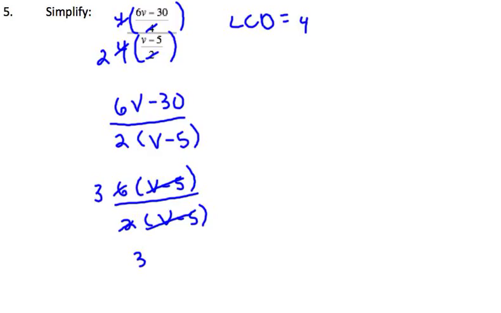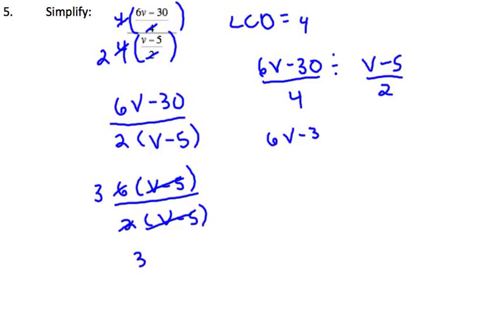Let me also show you the alternative way of doing that, which would simply have been to say what I actually have here is 6v minus 30 over 4. Forgot my over 4, didn't I? Divided by v minus 5 over 2, and because remember that fraction bar is a division sign, which all fraction bars are. When I'm dividing by a fraction, what's the rule? Flip and multiply. So that's 6v minus 30 over 4 times 2 over v minus 5.